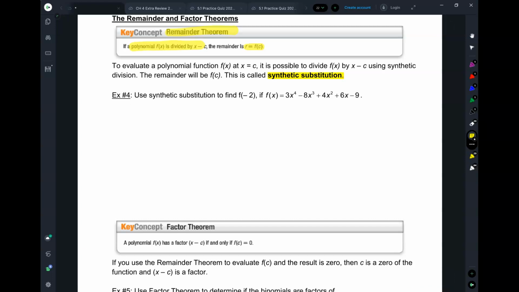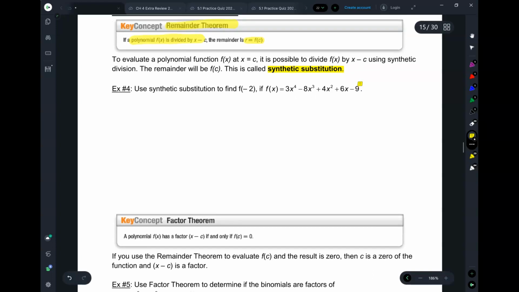Okay, so basically, look at this example 4. It says to use synthetic substitution to find f of negative 2. Until now, if you were asked to find f of negative 2, what would you do? Take negative 2, plug it in here, and find it. We're going to do it in a different way today. We're going to use synthetic substitution, which is basically synthetic division.